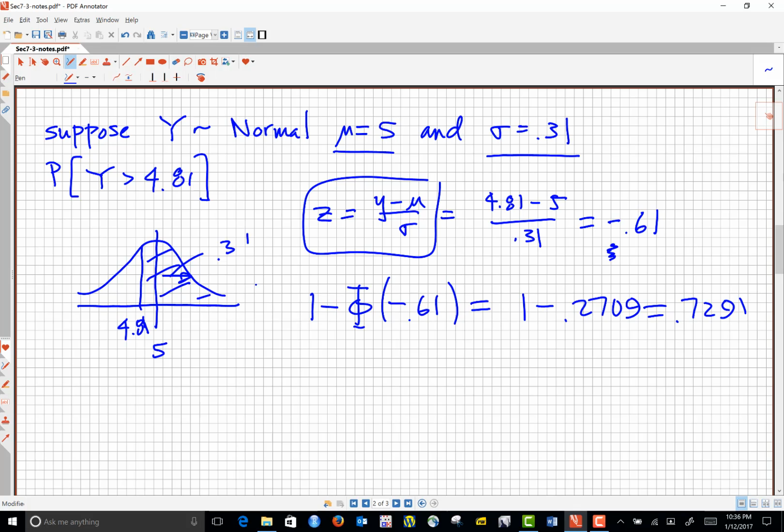It says that this picture is equivalent to a standard normal picture, one with mean 0 and standard deviation 1. If I go over to minus 0.61 and find this area, you've got to be careful to keep the sign right.